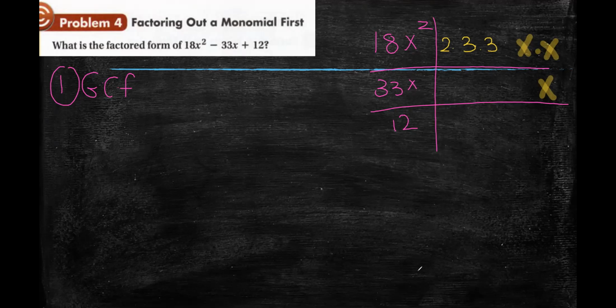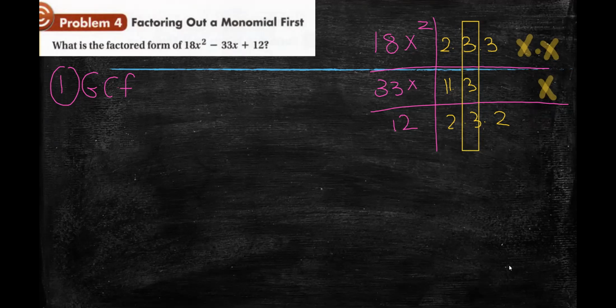What about 33? 11 times 3. Thank you. What about the 12? 3 times 4, or 2 times 2 times 3. Thank you. So then after that, I have to find the GCF, the common number. What is the common number here? 3. Do we have a common x? No. So the only common factor here is 3.